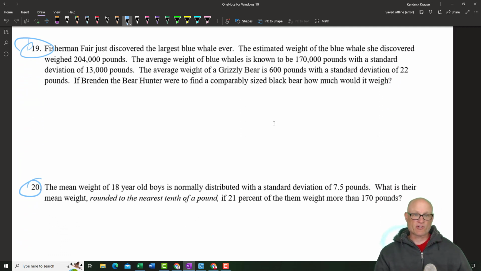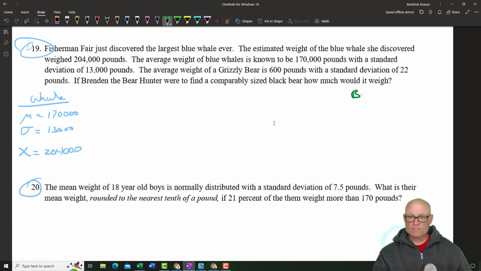The fisherman's fair just discovered a large blue whale. The estimated blue whale is discovered to weigh, so this is the whale. What do we know about whales? Blue whales are known to have an average of 170,000 pounds with a standard deviation of 13,000 pounds. And we found a big, ginormous whale weighing 204,000 pounds. And we also got a grizzly bear.